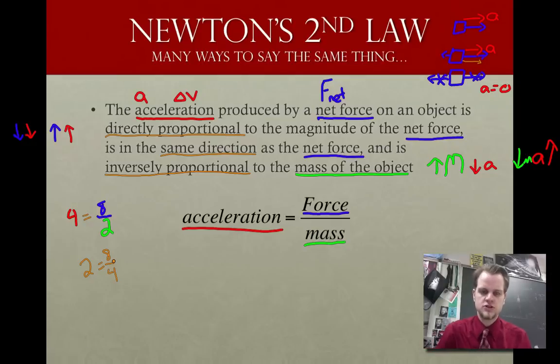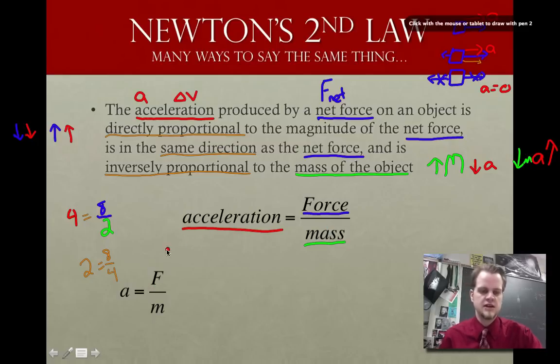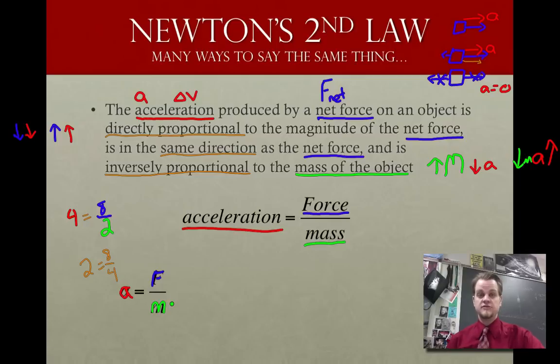All right, now, of course, physicists, we're not going to actually write that out all the time. We're going to abbreviate it so that acceleration is a, force is F, and mass is m. So a equals F over m. Put that in your essential equation sheet. Very, very important to put that in your essential equation sheet.